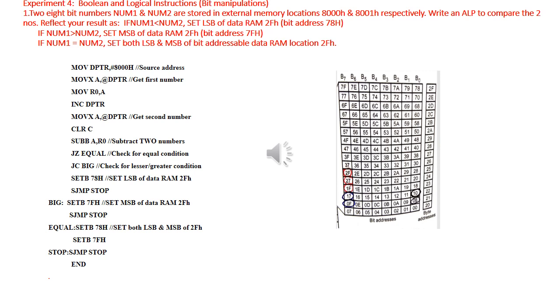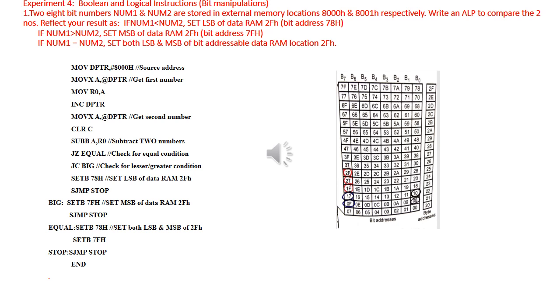So in this program, you are going to make use of the byte address 2FH. In the byte address, you are going to access the bit addresses. The LSB of this address is 78H. The MSB of the bit address is 7FH. So you are going to access the byte address 2FH, and in the bit address, you are going to make use of 78H along with 7FH.